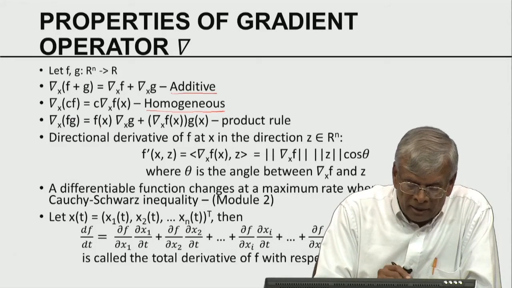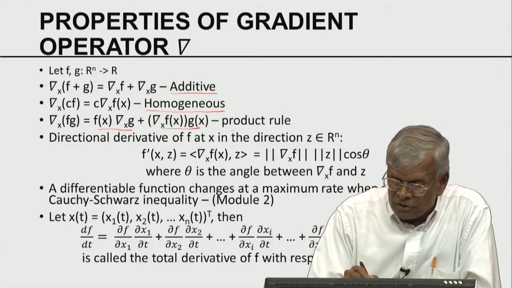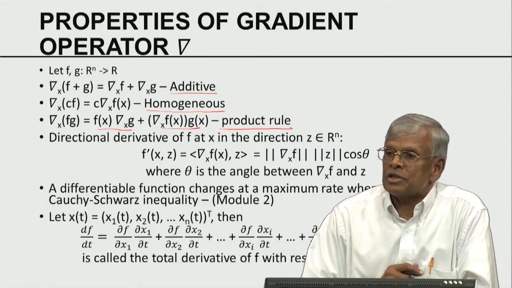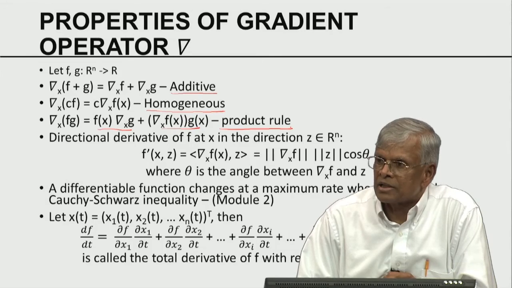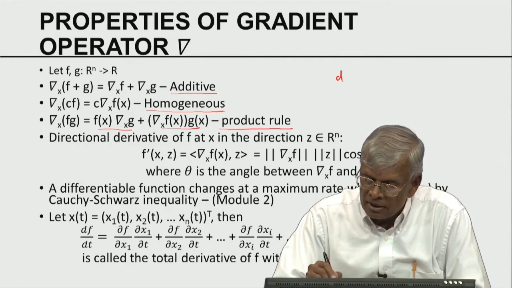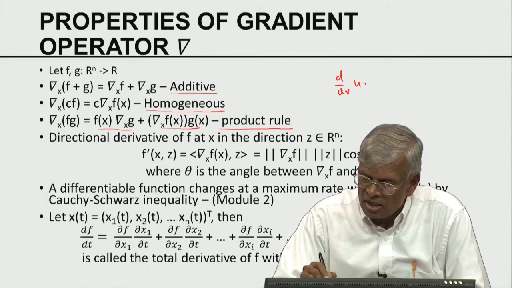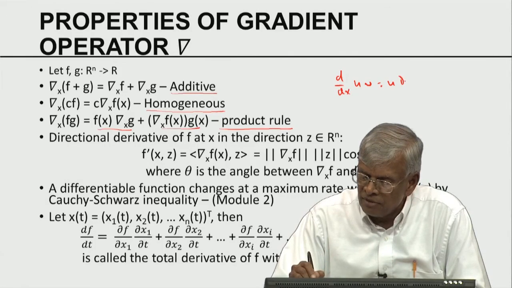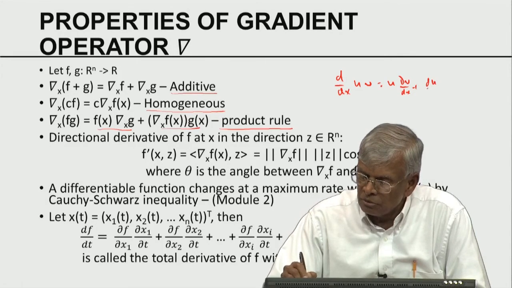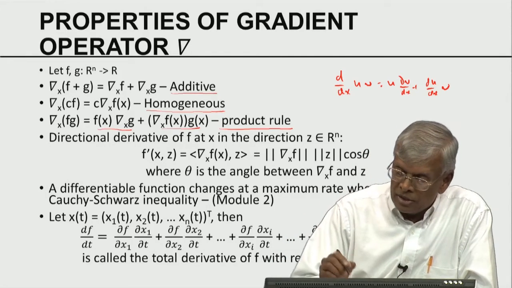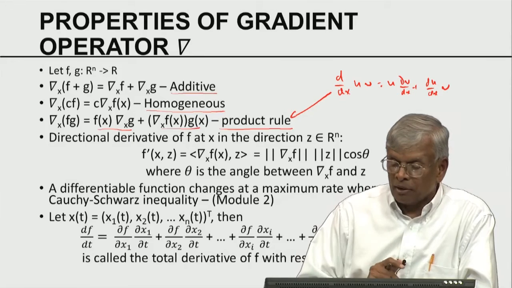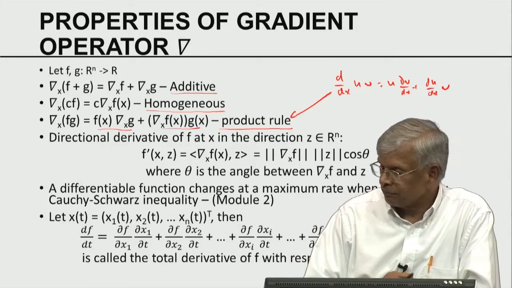The gradient of the product has this rule, which is called the product rule, which is the extension of the product rule in univariate calculus. We are used to d by dx of uv. So we already know this, right? d by dx of uv is equal to u dv by dx plus du by dx times v. That we call this product rule. So this is the analog of the product rule from univariate to multivariate.